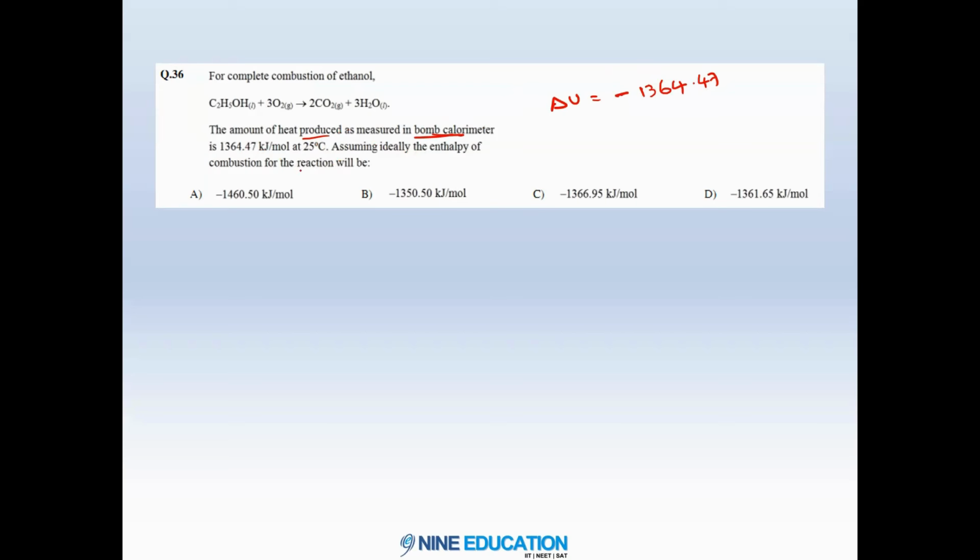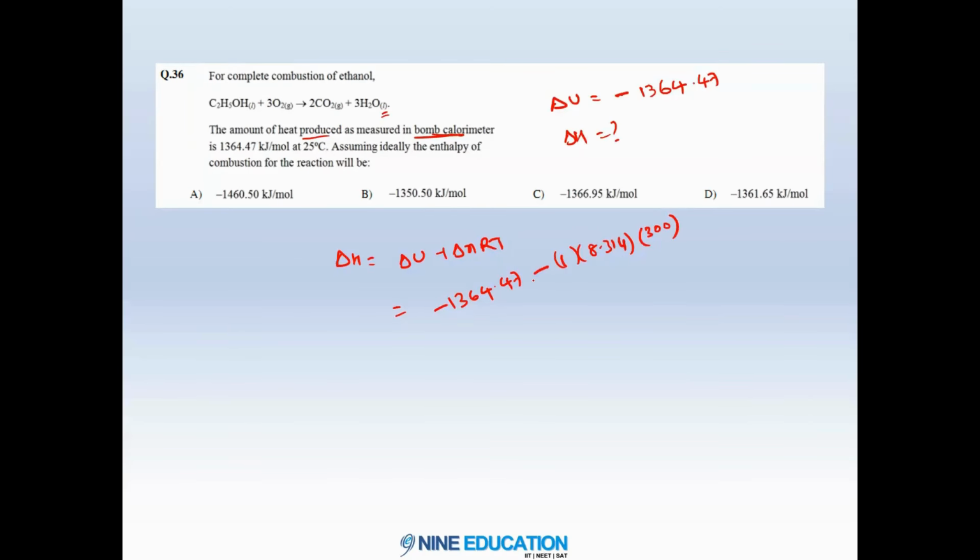Assuming ideal behavior, the enthalpy of combustion of the reaction. So naturally, this is the combustion reaction, and for this reaction they are asking you to find ΔH. As we clearly see, the enthalpy change is ΔU plus ΔnRT. That is what we have to use because it is a chemical reaction. And Δn is the change in number of gaseous moles. Here it is a liquid, so you can neglect this. Here 2 moles of gas, here 3 moles of gas. So Δn is minus 1. So minus 1364.47 minus 1 into R, which is 8.314, multiplied by temperature 298, again approximated to 300.